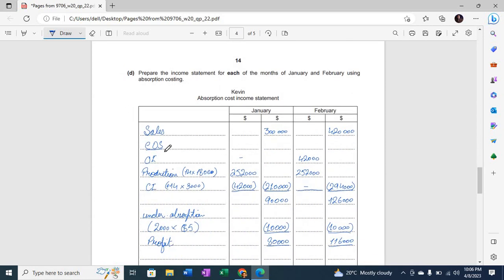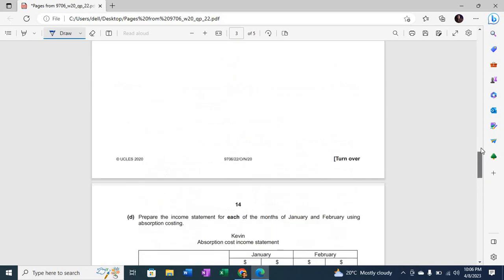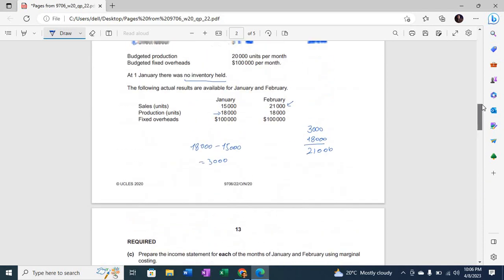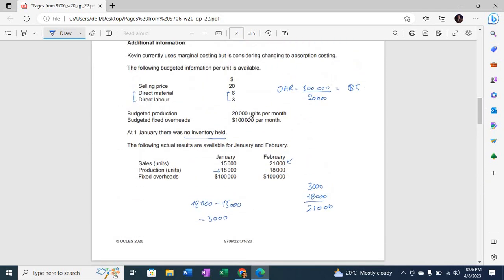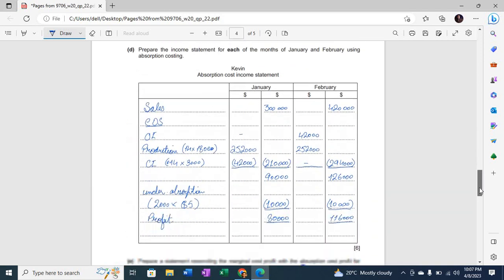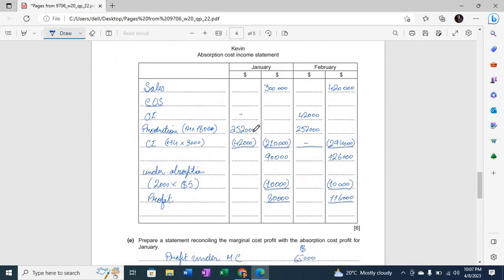Again in January there will be no opening inventory. Now the production cost will not be the variable cost only, but you will also add the fixed cost per unit. How to find the fixed cost per unit? Your budgeted overheads were 100,000 and your budgeted units were 20,000. It means the overhead absorption rate was $5 per unit. You add $5 to the variable cost, your total cost per unit will be $14. Now multiply 18,000 with $14, you will get 252,000. This is your production cost.